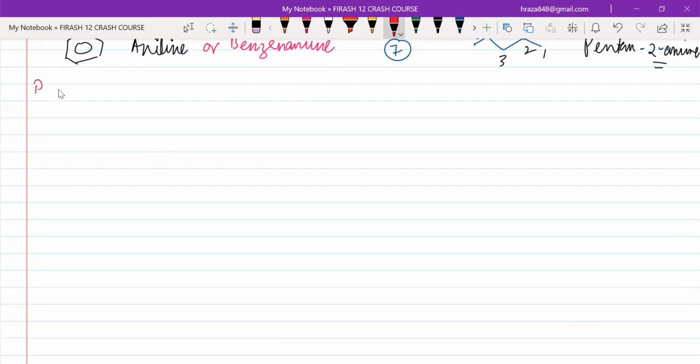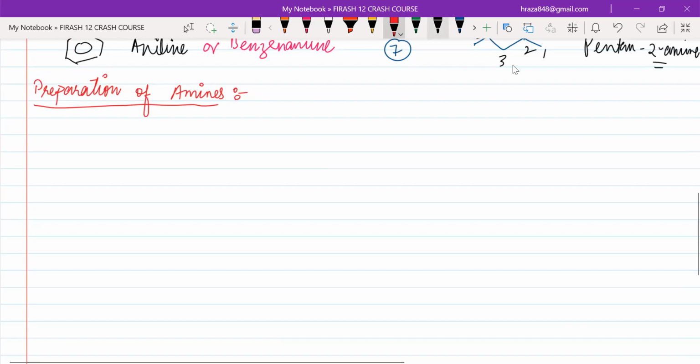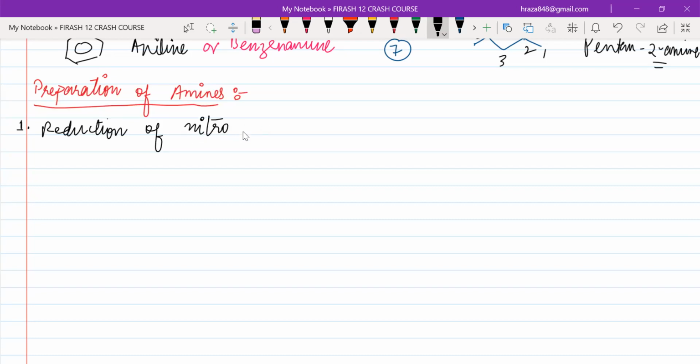Now see. Preparation of amines. We are going to prepare amines. And here the first is reduction of nitro compounds. We are going to prepare amines by reducing nitro compounds. So it's very easy. The reactions in this are very easy. There are two methods in this, using different reagents.